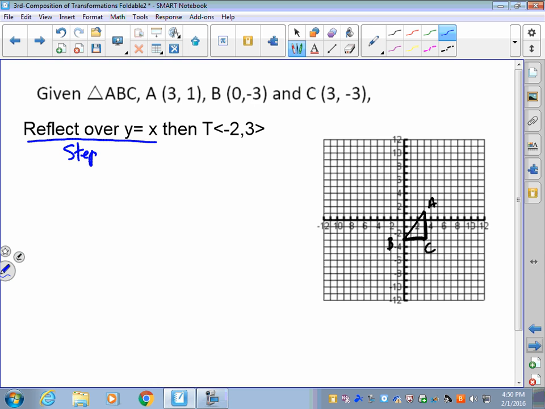All right, this is going to be our step 1. We're going to reflect over the y equals x. Now, whenever we reflect over y equals x, it has a rule of its own as well. Basically, the ordered pairs get switched.